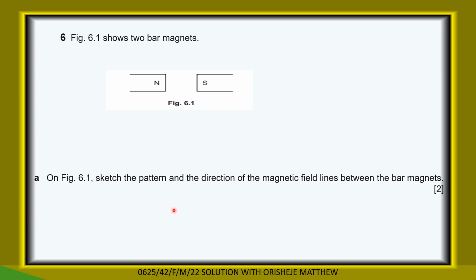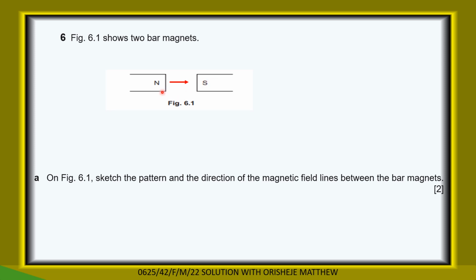Question 6. Show two bar magnets, the north pole and the south pole. Sketch the pattern and the direction of the magnetic field lines between the bar magnets. So the field line points from north to south. So the field line exits the north and enters into the south pole.